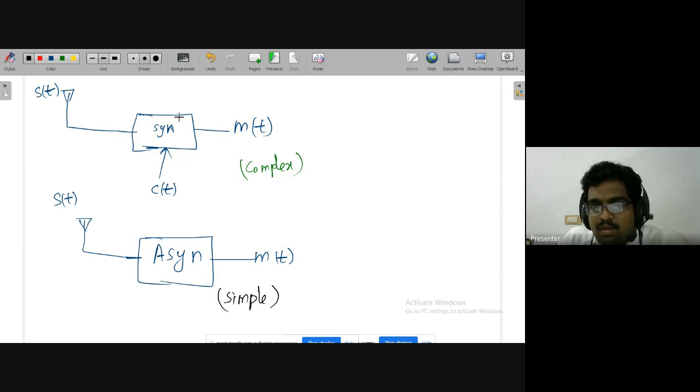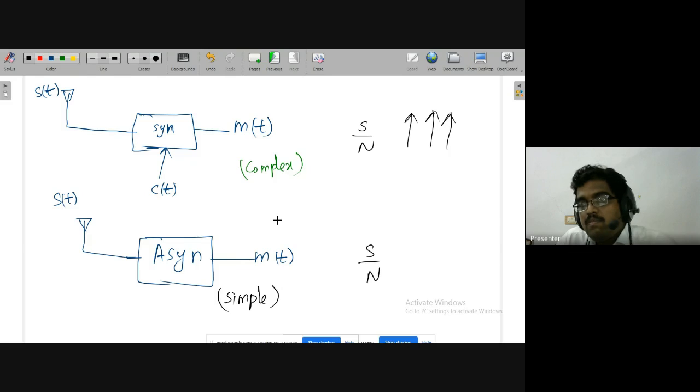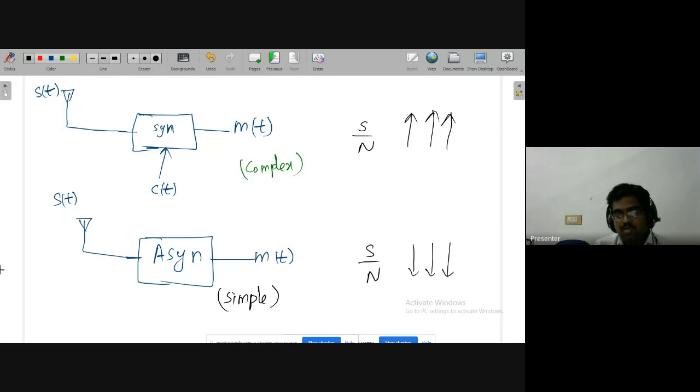After the receiver, at the output of the receiver, again we will have some SNR, say signal to noise ratio. Here also we will have signal to noise ratio. But here we will get a very good signal to noise ratio at the output of the receiver. That means signal to noise ratio will be very, very high. But the system is complex. But in case of asynchronous system, the system is simple, but what is the problem? It will produce low signal to noise ratio. I already told you, for a good system, signal to noise ratio must be as high as possible.